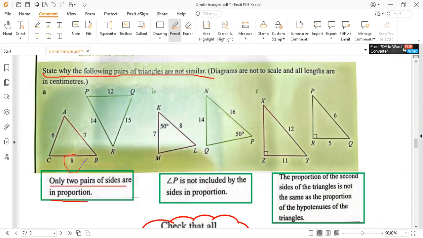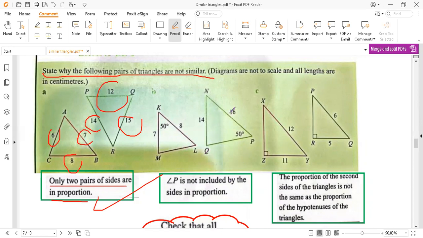How? Longest over longest: 15 over 8. And also the middle one is 14, and 14 over 7 is 2, but 15 over 8 is not 2, so different. And 12 over 6 is equal to 2. So we only have two pairs of sides in the same proportion, so it is not sufficient to have similarity between these triangles.